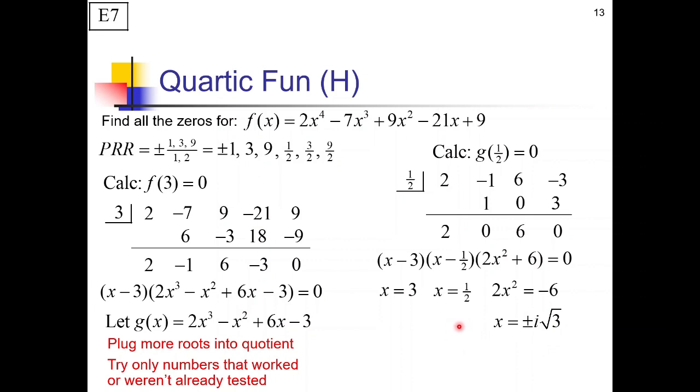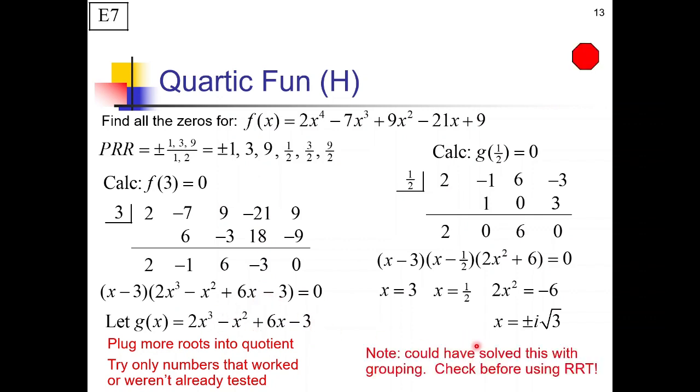So we're just about done, but before I end this thing, one thing worth noting, just kind of rewinding here, back here with the g function, if you actually tried grouping on this, it actually would have worked. So you could have used grouping. So it's always good to check that before you go another round of rational roots, or even one round of rational roots, unless they're telling you to use that method. But this still worked out for us.